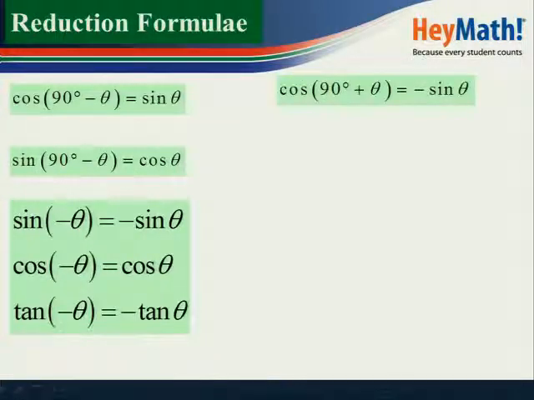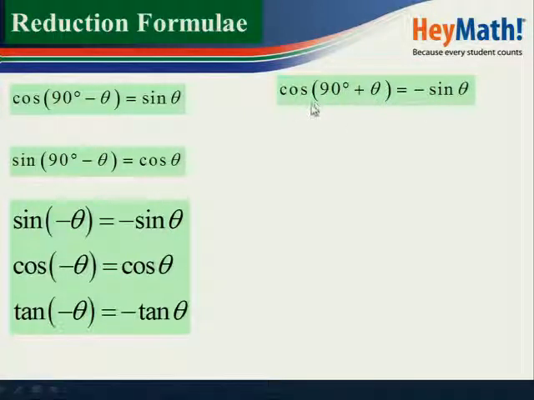Now 90 degrees plus theta. This is an angle in the second quadrant. Check the original function. The original function here is cos. We say 90 degrees plus theta is in the second quadrant, and in the second quadrant, what is the sign of cos? Cos is negative. Now you put minus here. But because it's 90, cos will then change to sine.